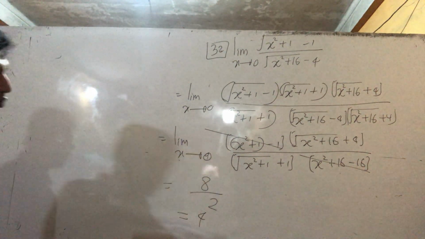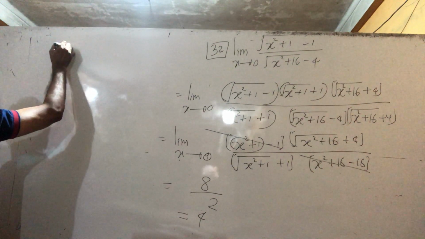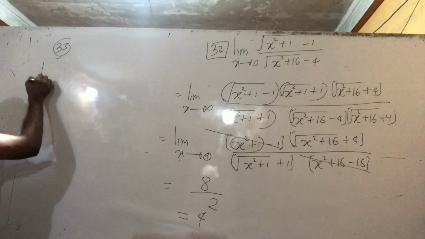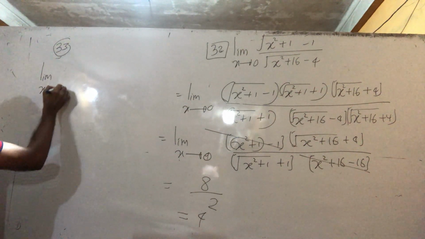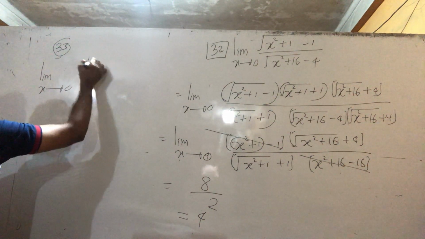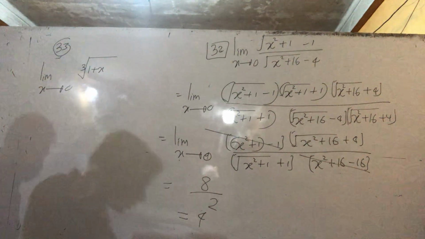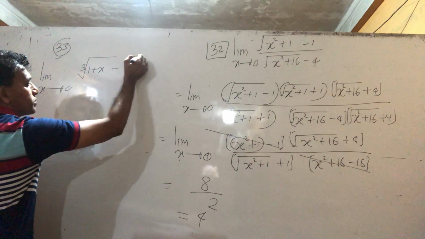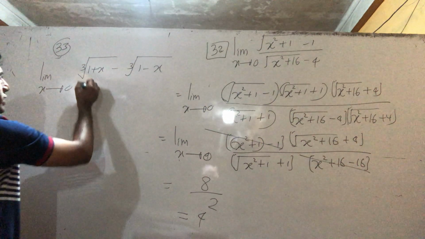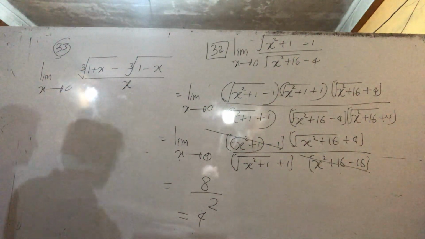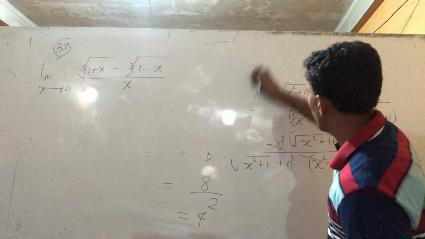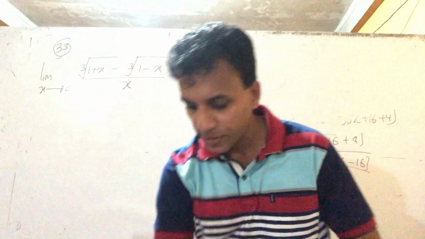Okay. Next question number 33. Question 33. Limit x approach to 0, third root of 1 plus x minus third root of 1 minus x over x. I'll give a couple of questions. You try. Next video I'll complete the rest with this, showing these answers also.